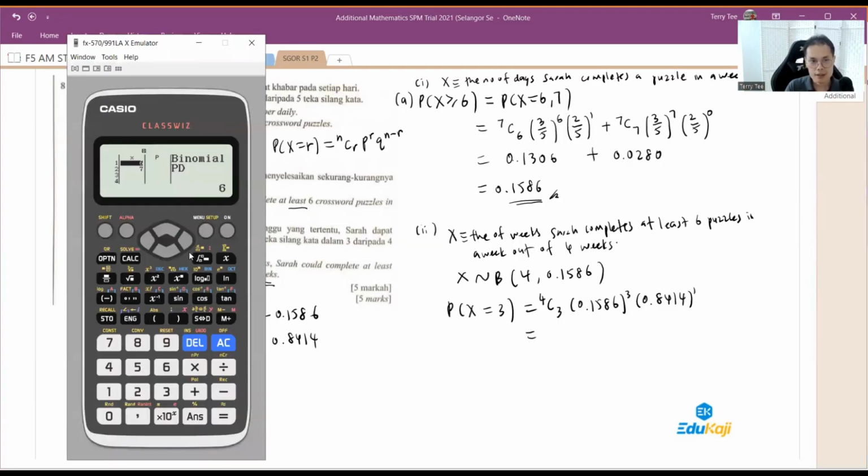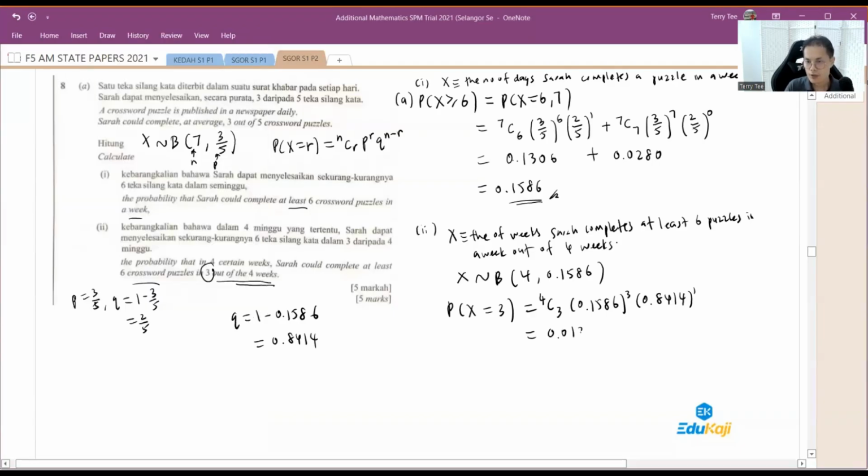Or if you have this calculator, we just go to binomial 7, number 4 here, binomial PD. You go to variable for single, list for multiple values that you want. So my X is 3, my N is 4, my P is 0.1586. There you go. A very small value, 0.01343. You can give up to 4 decimal.